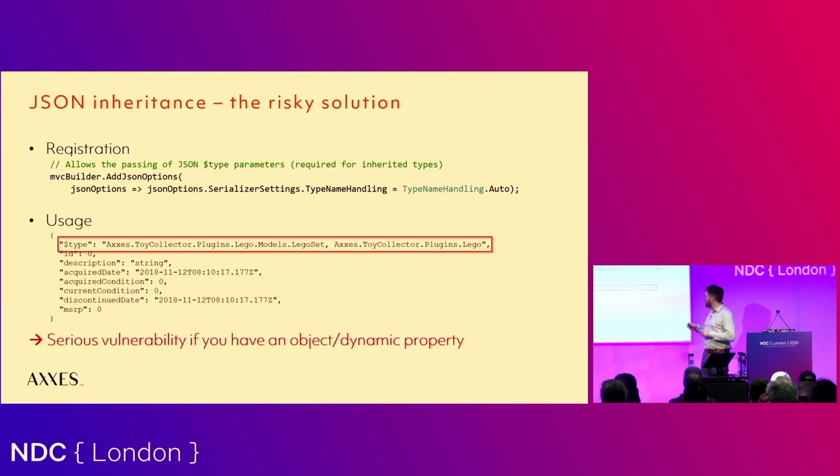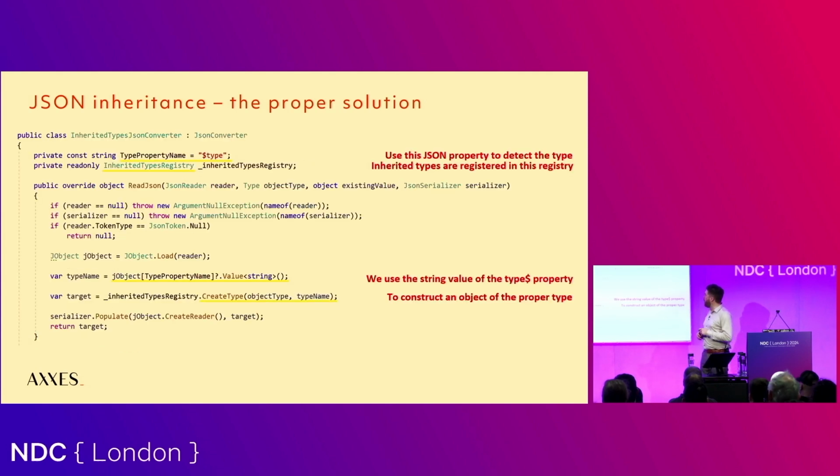Now, this is not good, so let's do a proper way. You can write very much of the same behavior, but if you write a proper JSON converter, you can basically limit which types something can be deserialized as, and thus protect against said injection attack.